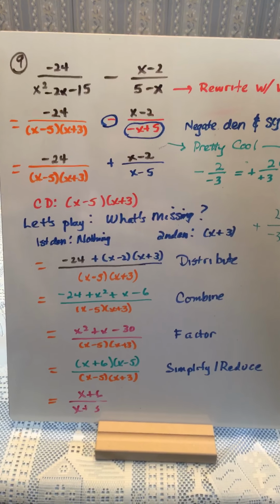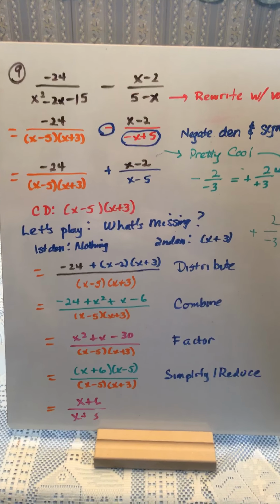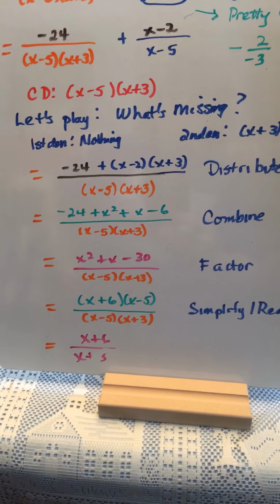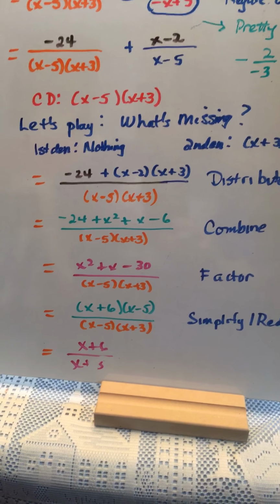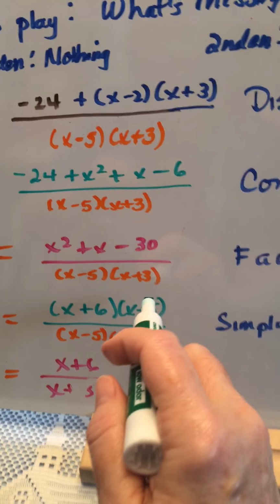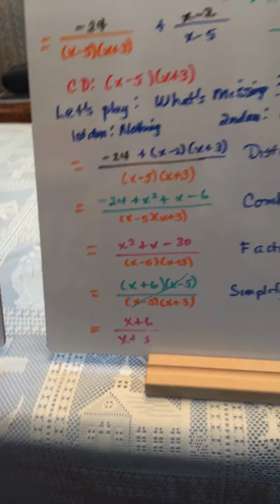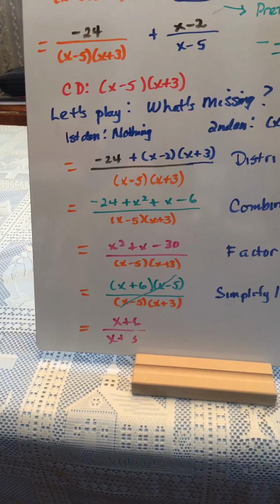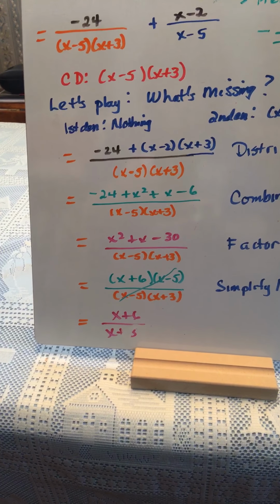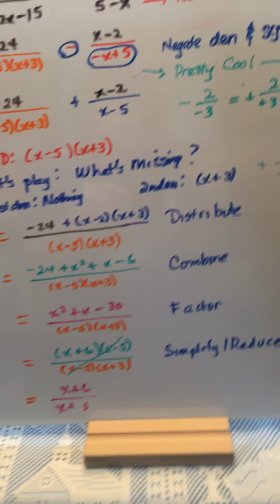Now we combine the terms. We have x squared plus x minus 30. Yep, we got a factor again, folks. So I get x plus 6 and x minus 5. And notice what happens again. We have two binomials that will reduce, and I have x plus 6 over x plus 3 for my final answer.